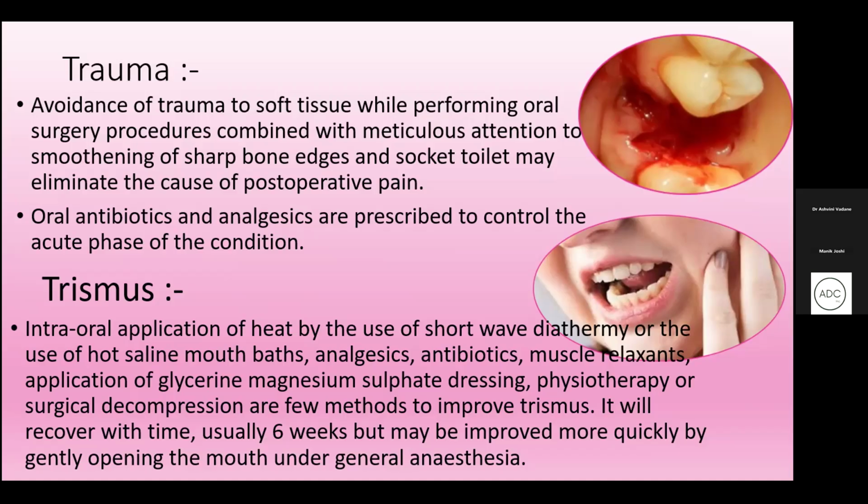Next complication is trismus. As I have already discussed, while giving the inferior alveolar nerve block, if by mistake we cause injury to the medial pterygoid, there can be trismus. In such cases, in our dental clinics we can prescribe muscle relaxants to the patient so that there will be improvement in the mouth opening, and you can advise mouth opening exercises. Even after that, if there is no improvement, it is better to refer to the oral surgeon so that they can take further advanced care.